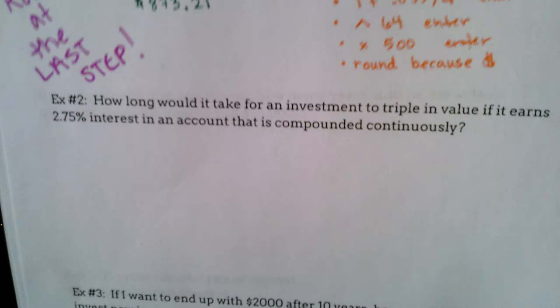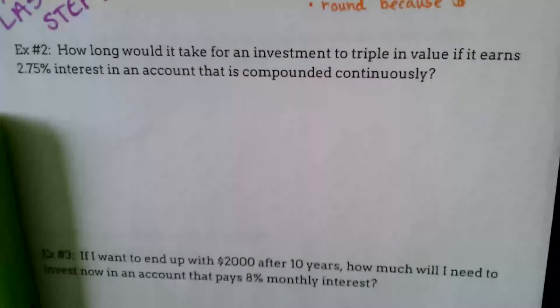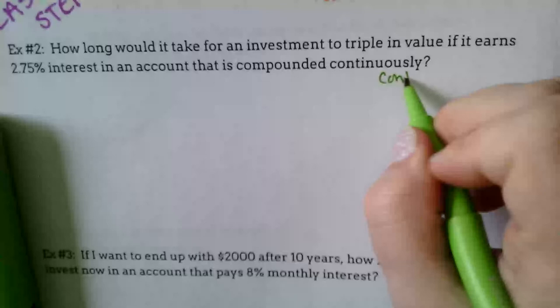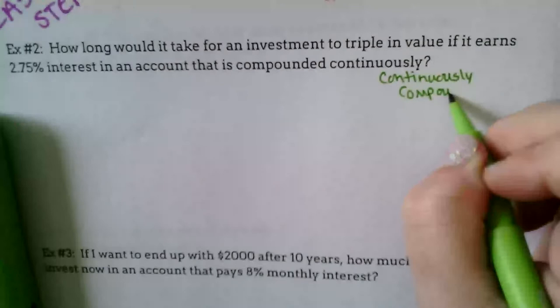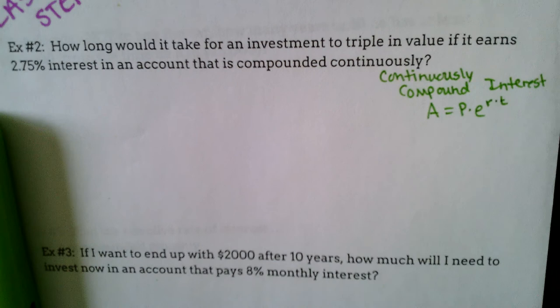Number two, how long would it take for an investment to triple in value if it earns 2.75% interest in an account that is compounded continuously? So that is my continuously compound interest formula. That formula was A equals P times E to the R times T. Let's look at what we know.